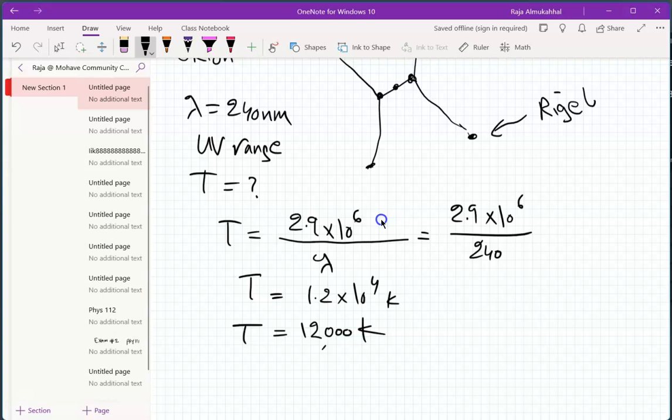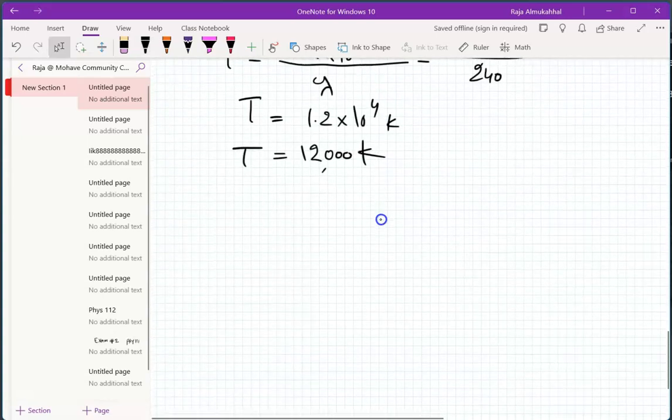Isn't that cool? You can actually tell the temperature of a star, or the temperature really of anybody, just by receiving the light from it. You know what I mean? Okay. Now, that's basically what Wien's law is. You don't need to know any more than that on it.